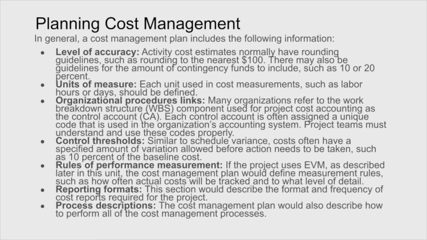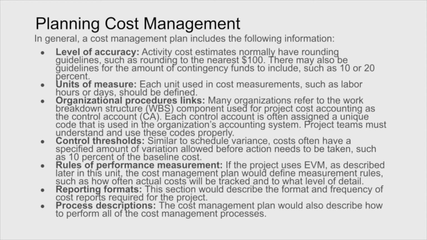So when we think about the cost management plan, we need to think about the variables in it. First, we've got to think about the level of accuracy. Activity cost estimates normally have rounding guidelines, such as to the nearest $100. There may also be guidelines with regards to contingency funds, no more than 10%, for example. The units of measure. Each unit needs to be costed in some way. How are we going to measure that? How are we measuring labor costs, for example, or labor hours?